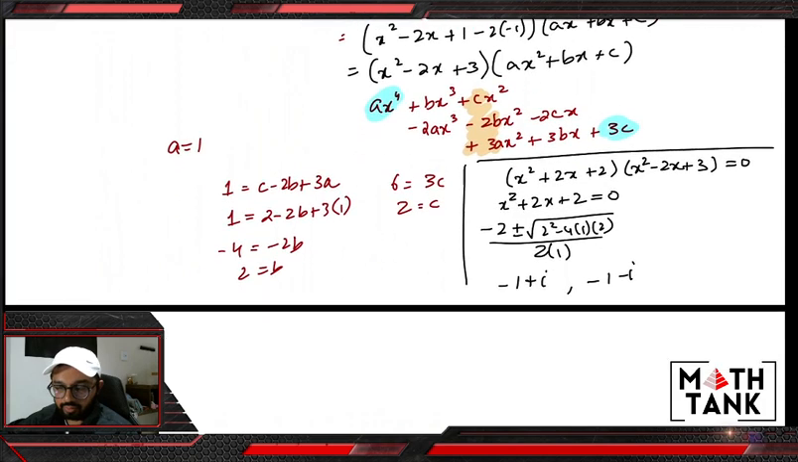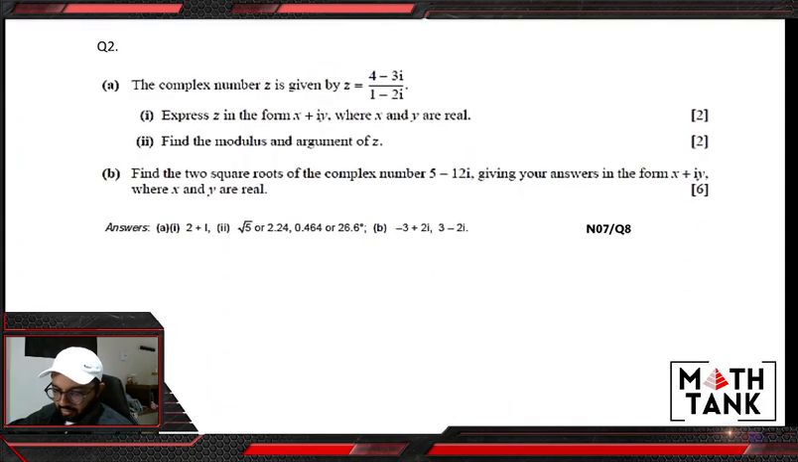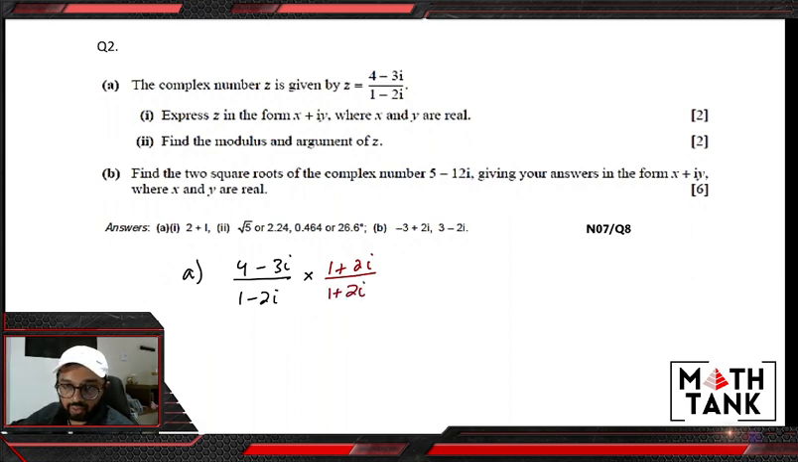Okay, moving on to the next question. Question number 2 says the complex number z is given by z equals 4 minus 3i over 1 minus 2i. Express z in the form x plus iy, where x and y are real numbers. So the only thing that I need to do is rationalize this number, and you must have done it in the lecture, that you multiply with the complex conjugate of the denominator. You multiply both the numerator and the denominator in order to rationalize this.